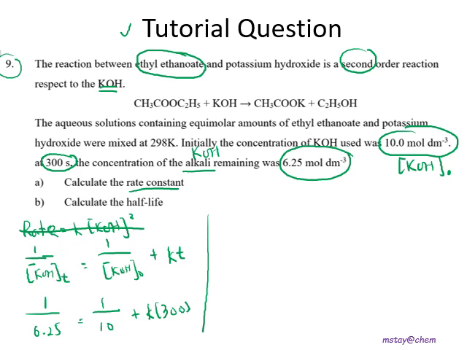By putting all these values into the calculator, you will notice that the rate constant is 2.0 × 10^-4. Then the unit of the rate constant for second order is per molar per second.